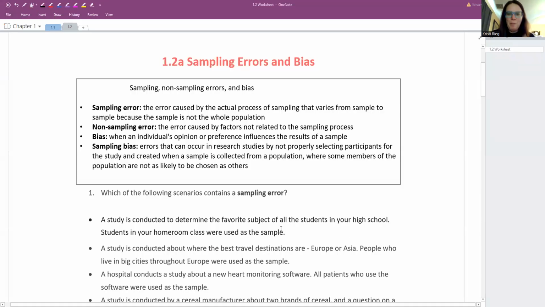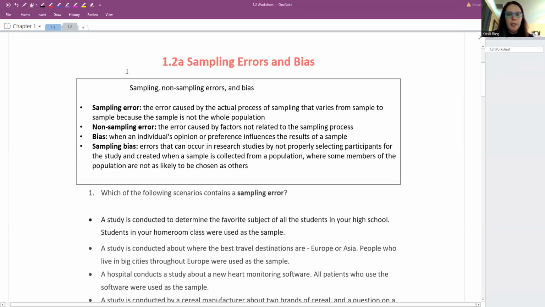So this video is the rest of chapter one: sampling, error, and bias, and variables, and just a bunch of fancy words for saying more vocabulary. Yay! So looking at this, we're going to cover 1.2a and 1.2b. There we go.